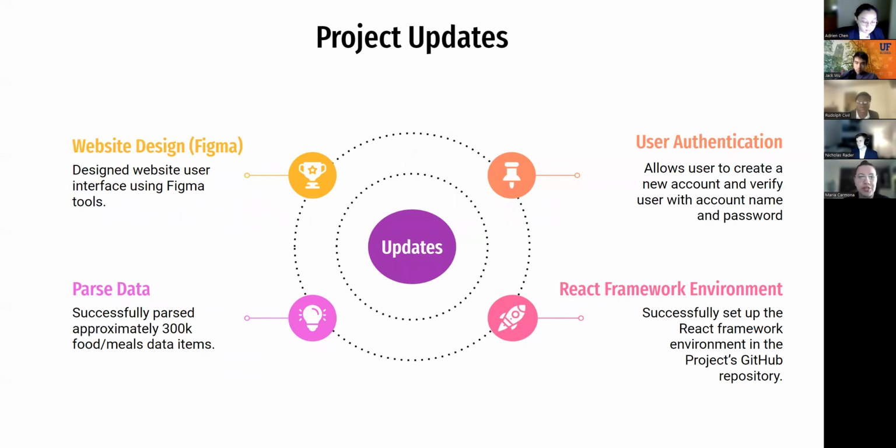So for our first project update, we designed the website user interface using Figma tools, which we'll take a look at in the next slide. We also successfully parsed approximately 300K food data items. We also researched and set up the user authentication, which allows users to create a new account and verify user with account name and password. And finally, we successfully set up the React framework environment in the project's GitHub repository.